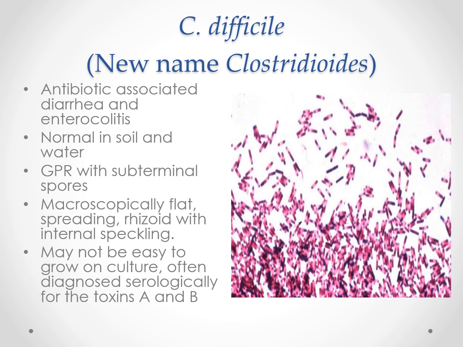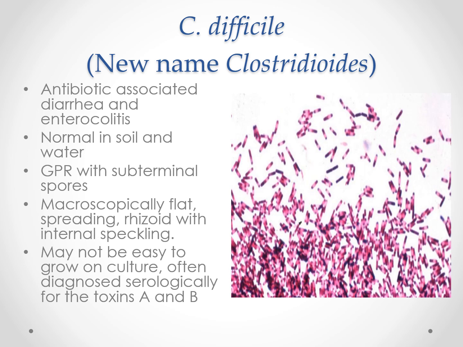Okay, this is associated with diarrhea and enterocolitis, also known as pseudomembranous colitis. Clostridioides difficile is normal in the soil and in the water and in the intestinal tract of some populations. It's a gram-positive rod with subterminal spores, and macroscopically it looks flat and spreading, rhizoid with internal speckling. It does have that ground glass appearance.